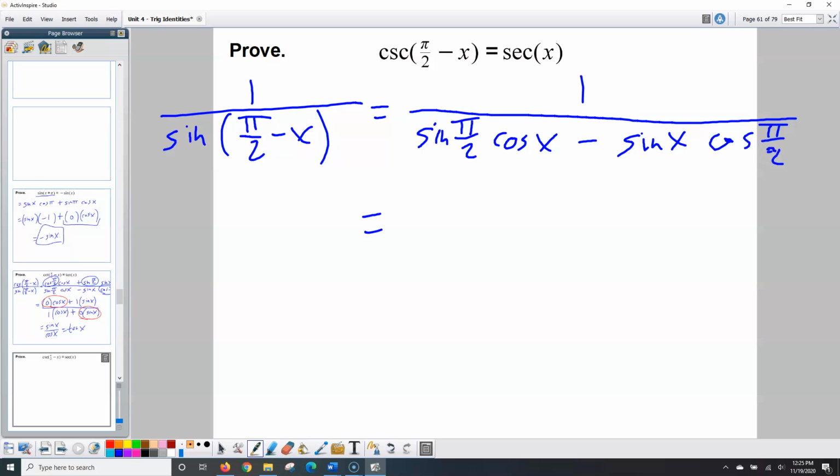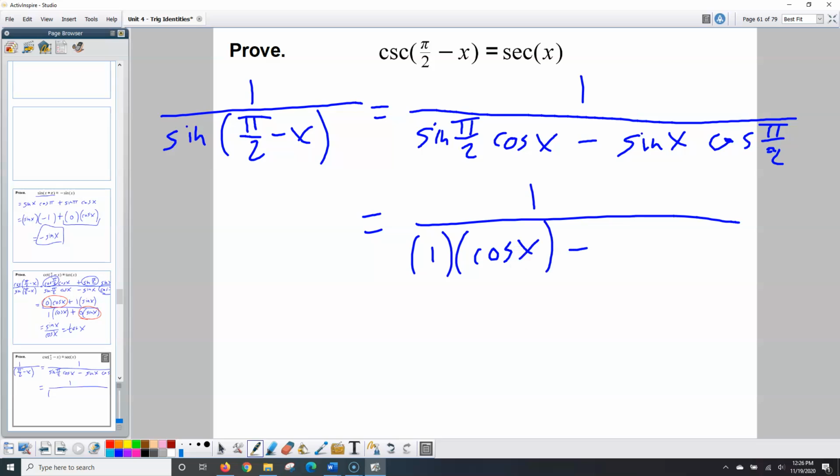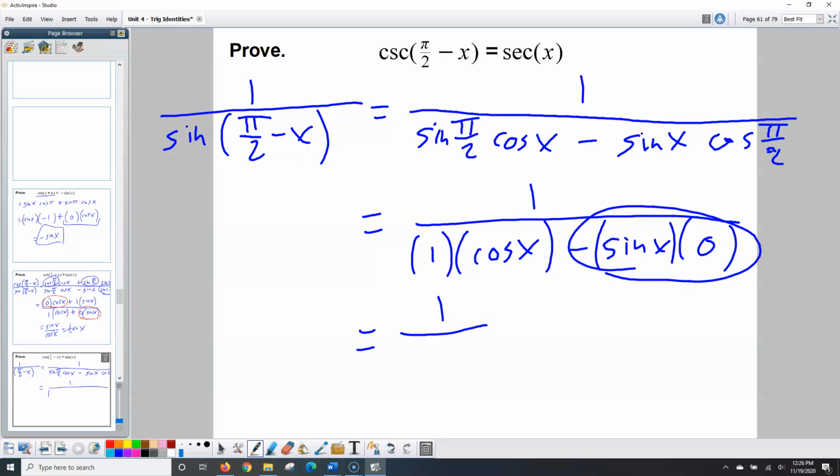And, okay, so that's 1 still up there. Sine of pi over 2 is the y value. So y value is 1. Cosine of x minus sine of x times 0. That's the x value of pi over 2. So that means all that's 0. That means I'm left with 1 over cosine of x, which is secant of x. You made it. Congratulations.